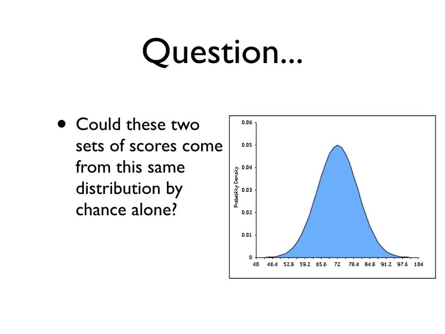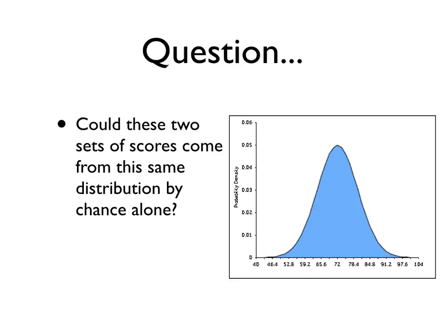We don't normally know this. I said that the other day. We don't normally know population distributions. We don't know means. We don't know standard deviations. Let's pretend we do. So could those two batches of scores come from that distribution? That's the question.